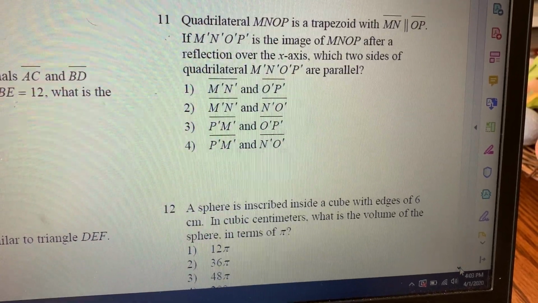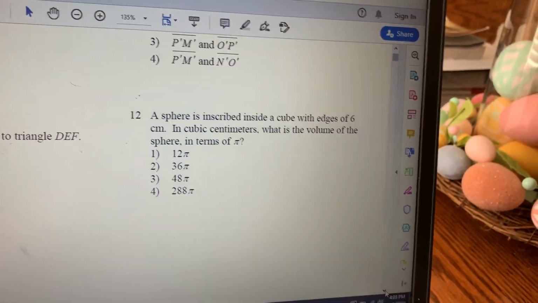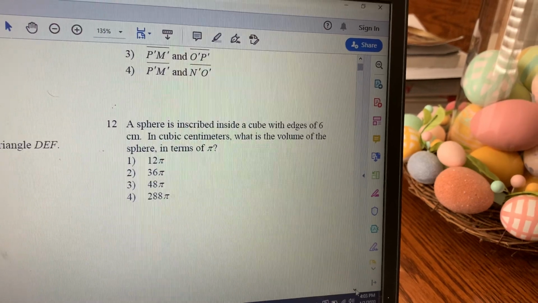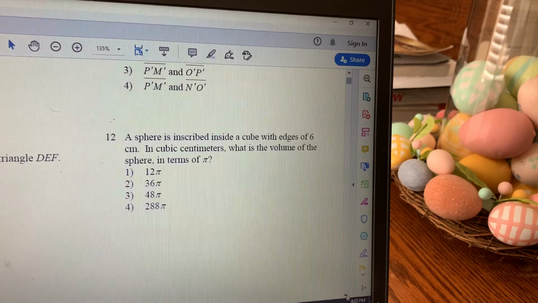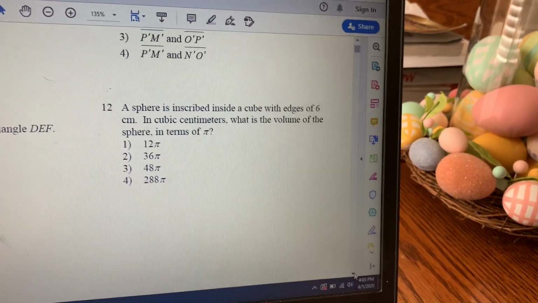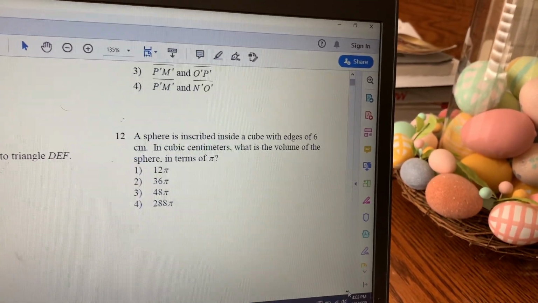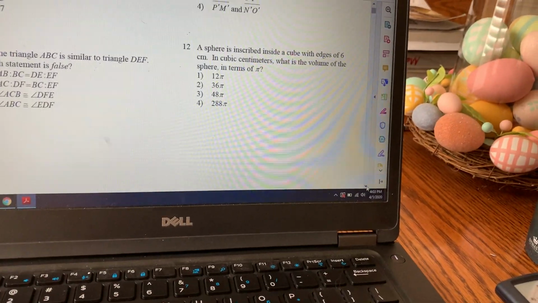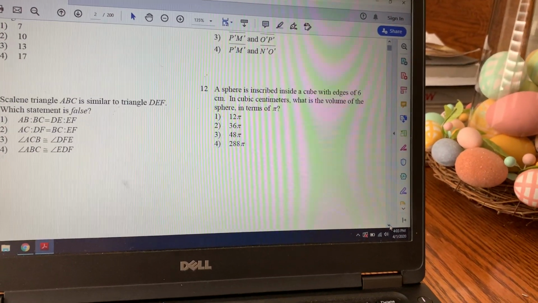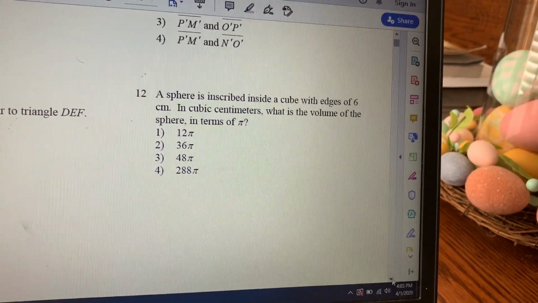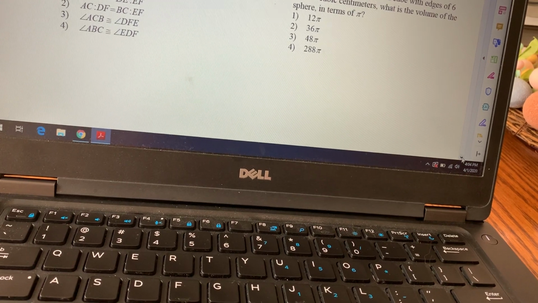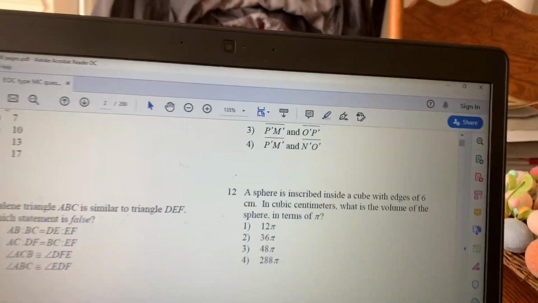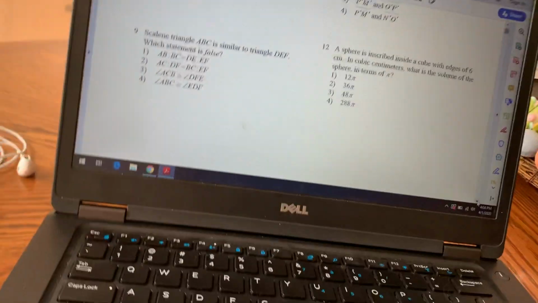And number 12, last one. The sphere is inscribed inside a cube with edges of 6 centimeters. In cubic centimeters, what is the volume of the sphere in terms of pi? So this is a volume question, but again, one we haven't quite seen. We talked about inscribed shapes a little bit. We mostly talked about inscribed quadrilaterals inside of a circle, something like that, okay? A sphere is inscribed inside of a cube.